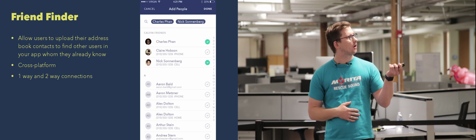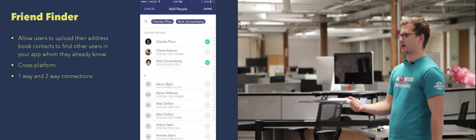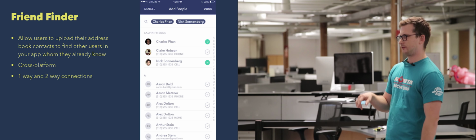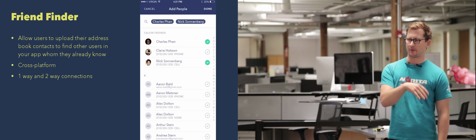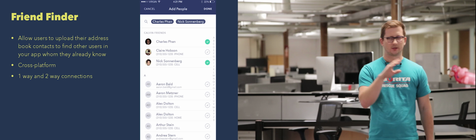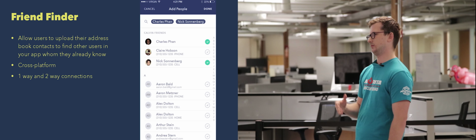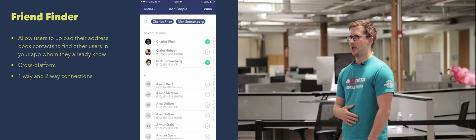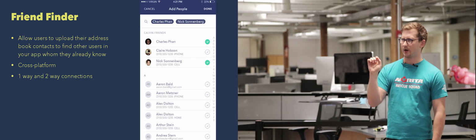There's also a cool feature called Friend Finder. If you have ever used WhatsApp, you log in and it automatically shows, hey, your friend Bob is already using WhatsApp, I'm going to add him as a friend. You can replicate this using this. In other words, you can prompt the user, hey, do you want to upload your address book contacts to digits? The user says yes, excellent. And then you can find basically one-way and two-way connections.